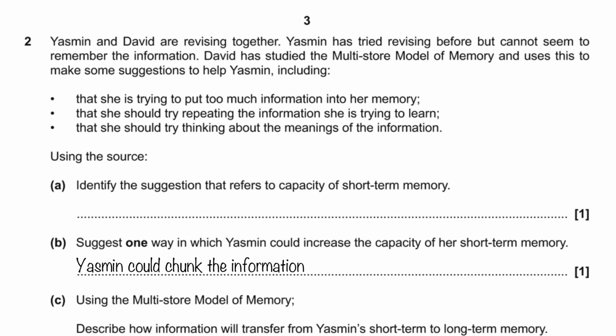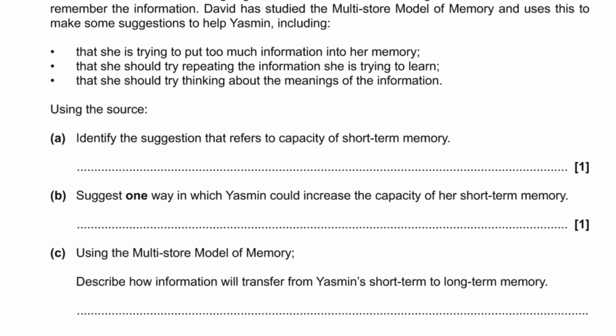That technique is called chunking, and it improves the capacity of your short-term memory. You do need to know that. So now we come on to 2C. And this is all about something called rehearsal.